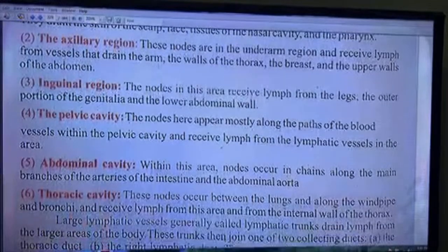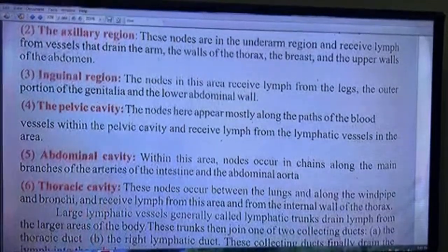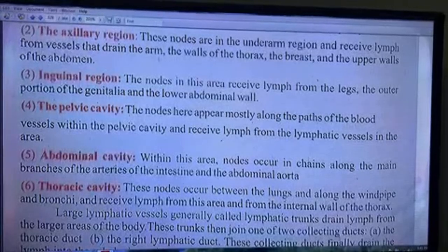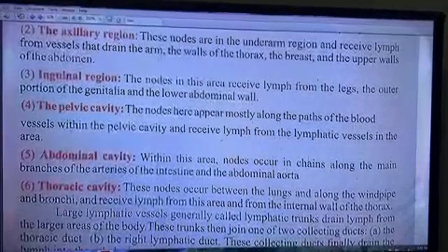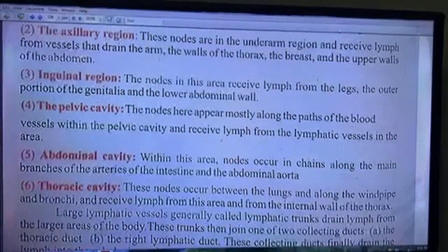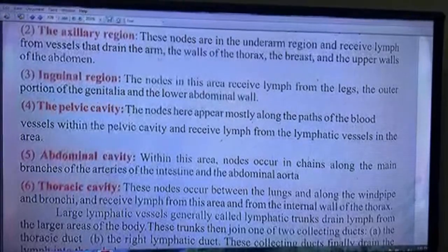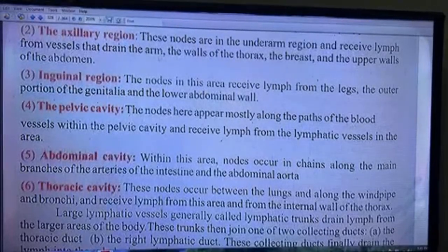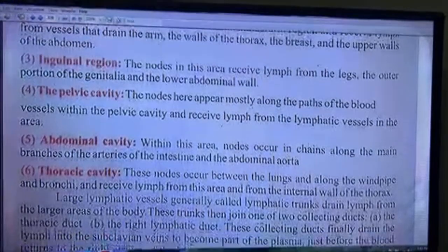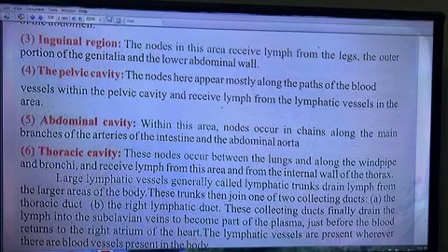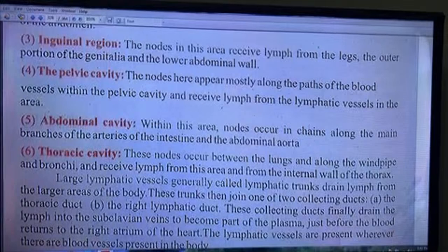The axillary region. These nodes are in the underarm region and receive lymph from vessels that drain the arm, the walls of the thorax, the breast, and the upper walls of the abdomen. Inguinal region. The nodes in this area receive lymph from the legs, the outer portion of the genitalia, and the lower abdominal wall. The pelvic cavity.